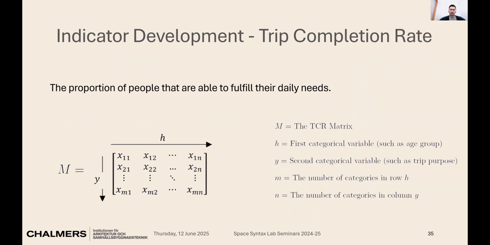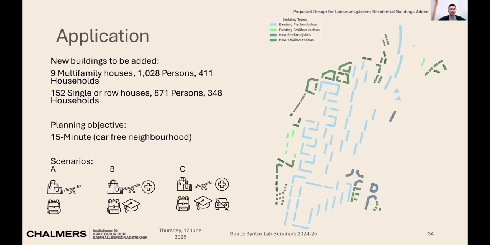Now, to look at how practitioners would actually use these models, we created an application case by identifying a neighborhood that's currently under redevelopment. So we looked at the neighborhood of Länsmansgatan in Gothenburg, Sweden, where there is currently a proposal to add new residential buildings. That's 9 multifamily houses, a bunch of different row houses or single family houses, with roughly 2,000 new residents moving into the neighborhood.